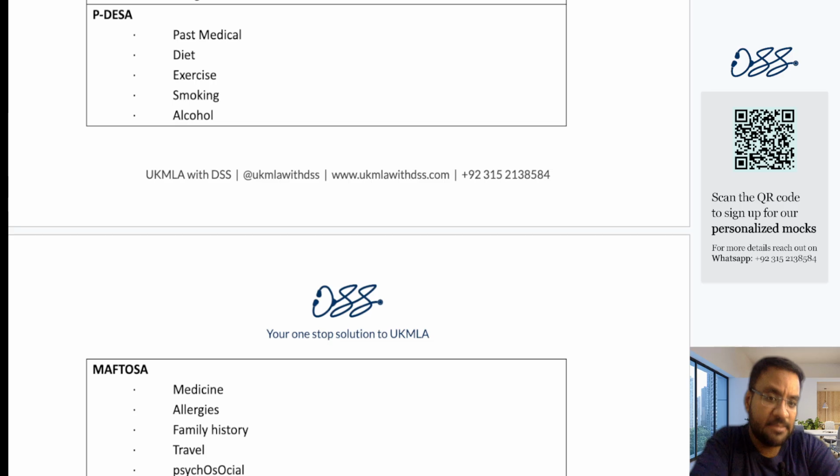There would be a few instances where being specific would not be possible, so do not just force yourself to be specific everywhere, but make sure that wherever you can be specific, try to be specific. So you're going to explore the past medical history.